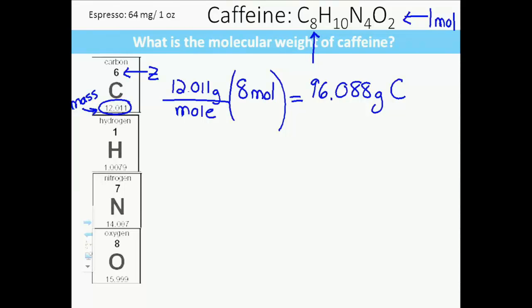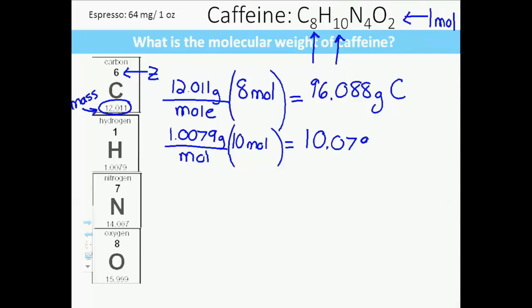If we do the same thing for hydrogen, hydrogen weighs 1.0079 grams per mole. We come back up to our molecular formula, and we see that there are 10 hydrogen atoms in every mole of the molecule. So we multiply this by 10 moles. So that gives us a total of 10.079 grams are going to come from hydrogen.